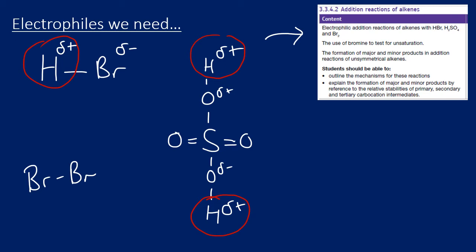The Br2 is a little more difficult to understand because it is in fact non-polar. So when we do this in a couple of slides' time, I'll explain how this is able to act as an electrophile, because looking at it, it's non-polar. It doesn't really look like it should be an electrophile. So we'll look at that in a couple of slides.